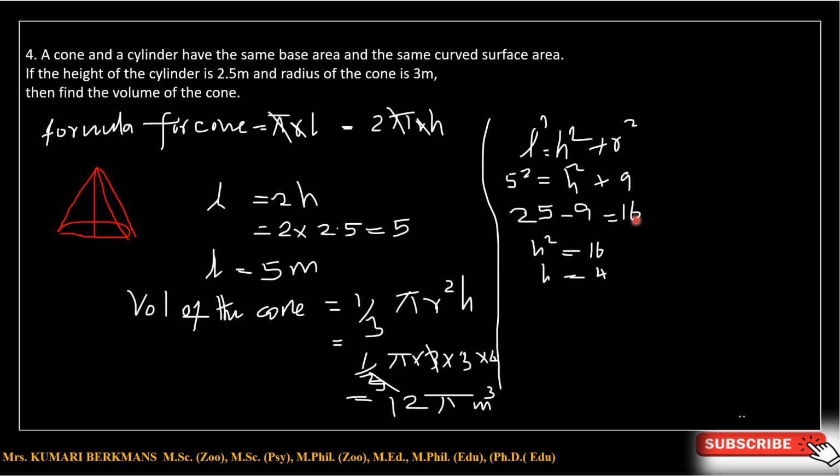29 minus 9 is equal to 60. Now we got the value for h square. H square is 16, in the sense h is equal to 4. So let us apply this 4 here for the h. So what we got, let me strike this 3 here.